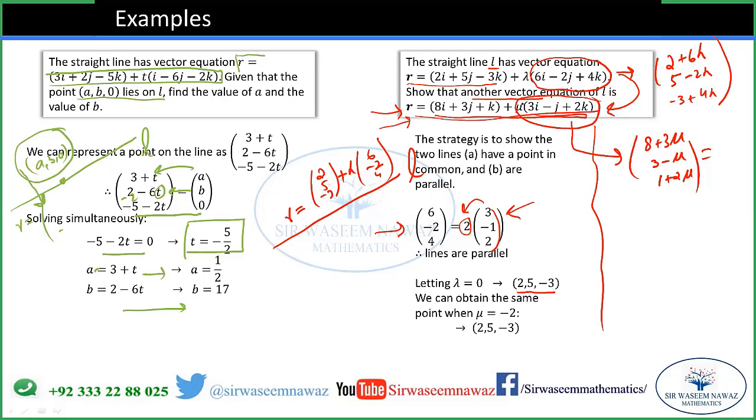If I place here mu negative 2, I will get the same point here. So the direction is the same, the initial vector is the same, so these two equations are the same. There are two possible ways to solve this one. The first way, you just equate them, find the values of lambda and mu, and place these values of lambda and mu here, and you will get the same point. The other way, they both have the same direction, and if I place some lambda here, whatever point I get, I can get the same point from the second equation as well.